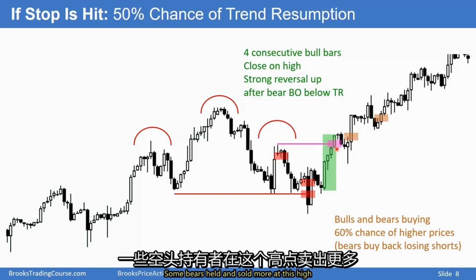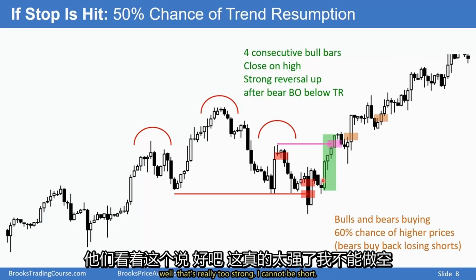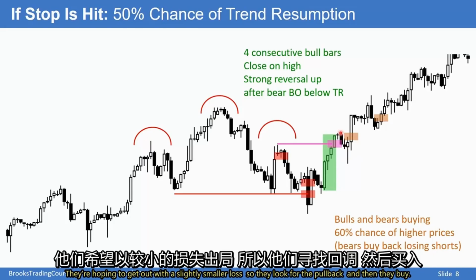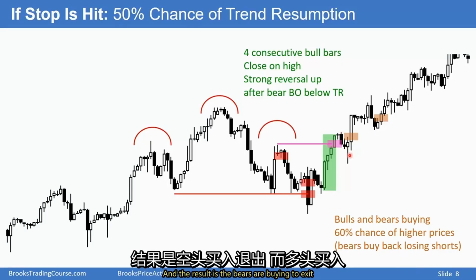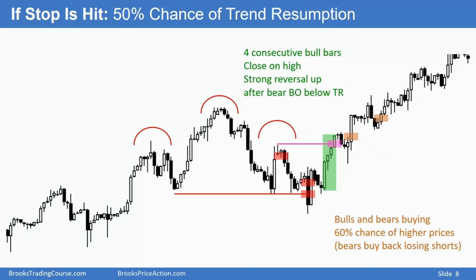Some bears held and sold more at this high, and once we've had this breakout, they look at this and say, well, that's really too strong. I cannot be short. And they wait for any kind of a reversal down, and then they buy back their shorts. They're hoping to get out with a slightly smaller loss, so they look for the pullback, and then they buy. And the result is the bears are buying to exit, and the bulls are buying, expecting a measured move up, and you get a strong breakout.